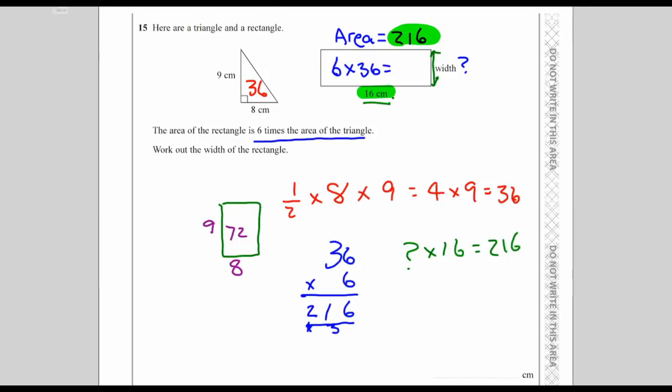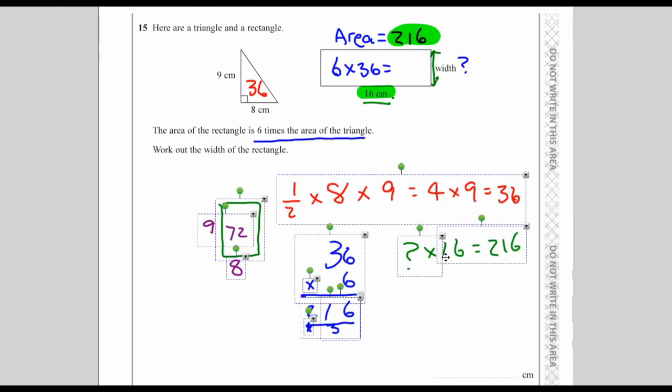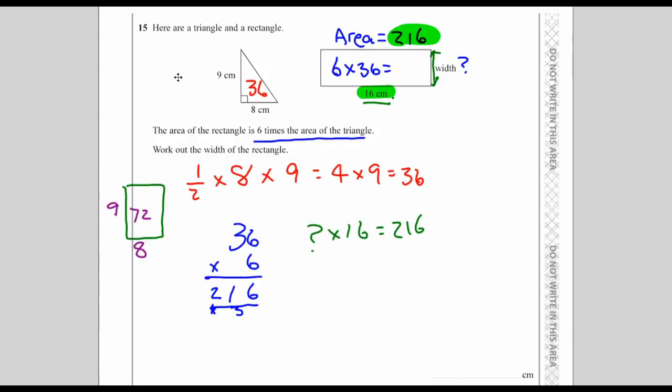So we're going to need a bit of calculation space, and we're going to do 216 divided by 16. What we're going to use is the Bus Stop method. 216 divided by 16. How many times does 16 go into 2? It doesn't. So 0, carry your 2. How many times does 16 go into 21? Goes in once, and you've got a remainder of 5. How many times does 16 go into 56?